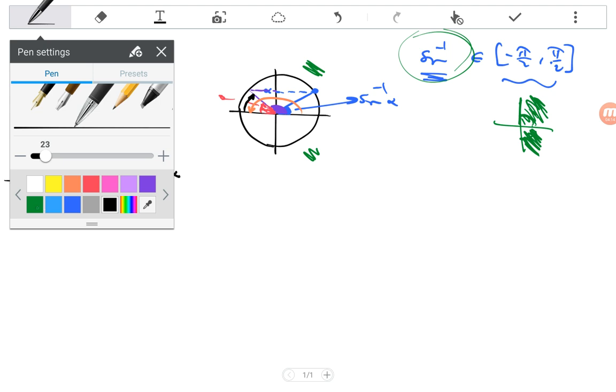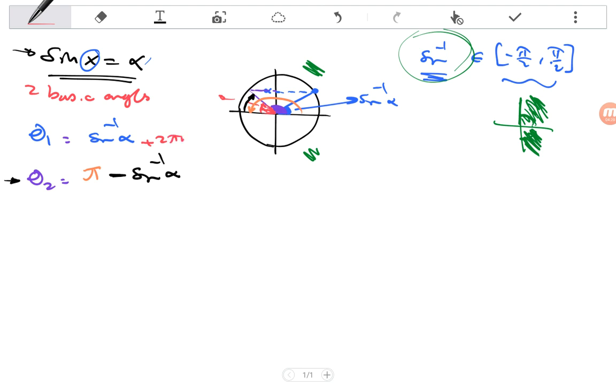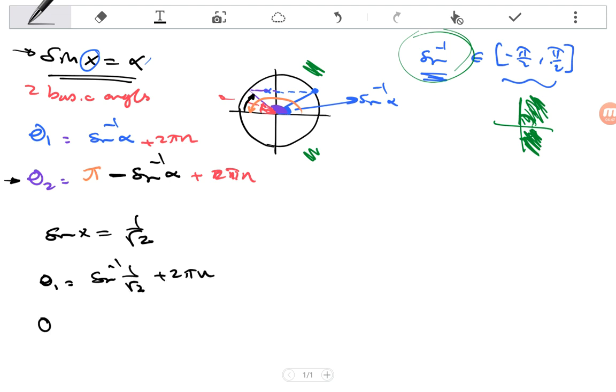Now for both of them we add the multiples of 2 pi. So for example, if we need to solve this equation, sine x equals 1 over root 2, we learned that we have two basic angles. What are these two basic angles? One basic angle is just the sine inverse of 1 over root 2, then we add the multiples of 2 pi. The second basic angle is just pi minus sine inverse 1 over root 2.